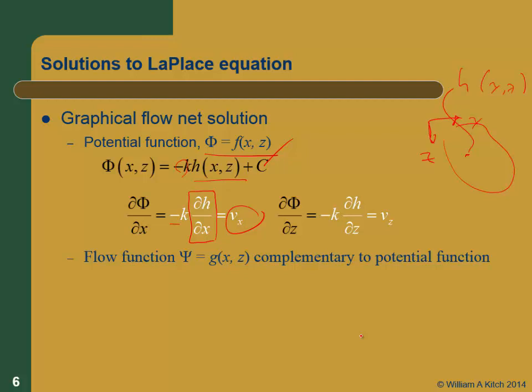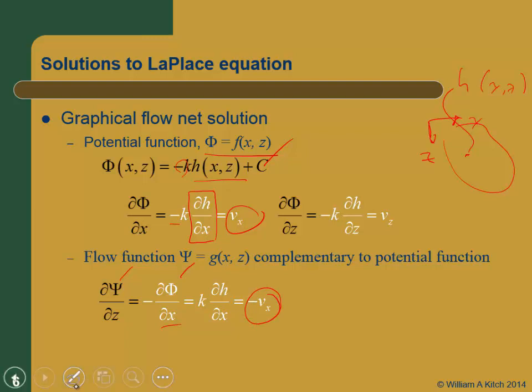So we're going to define a complementary function, which we'll call psi, which is going to be some g of x and z. It's complementary, which means it's everywhere normal to the phi function. So if it's normal to the phi function, the partial of psi with respect to z has to be negative the partial of phi with respect to x. That's the definition of complementary. These functions are always going to intersect each other at 90 degrees. And notice that that's minus vx. If minus the partial of phi with respect to x is just k times dh dx, which is just minus vx. That just comes from this.